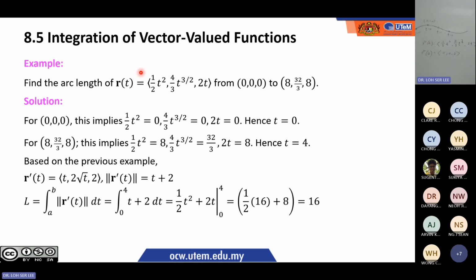This is taken from the previous example where the magnitude is already found, which is t plus 2. So we just integrate t plus 2 from 0 up to 4. For t, you get t squared over 2, and for 2, you get 2t. Substitute 4 into here and you get this. Minus 0 substituted into here, you get 0. So you get 16.